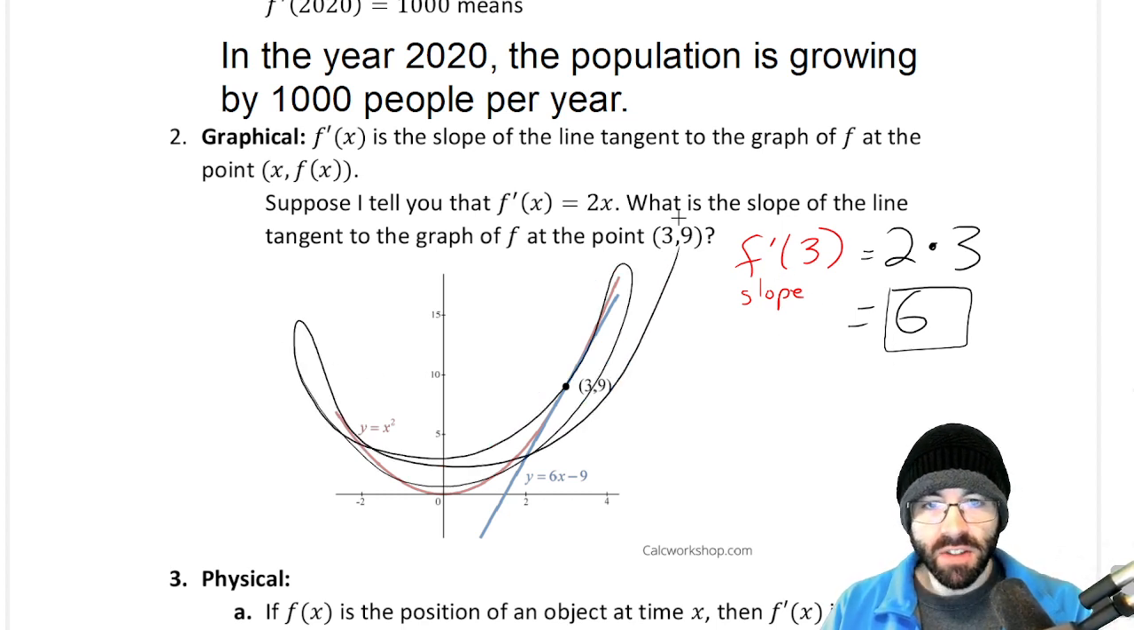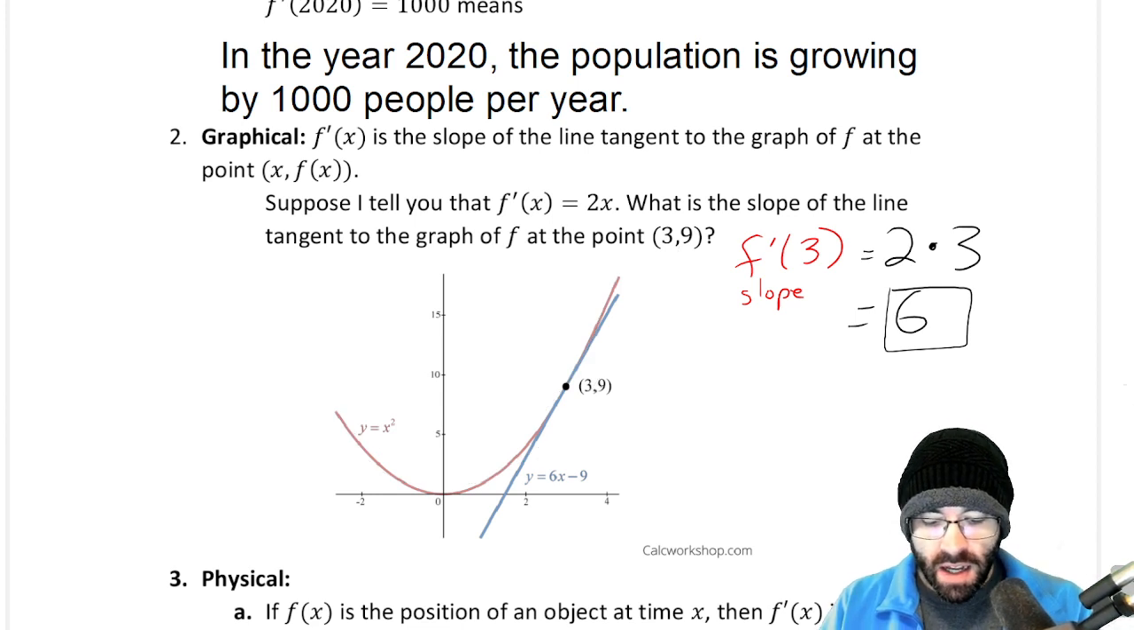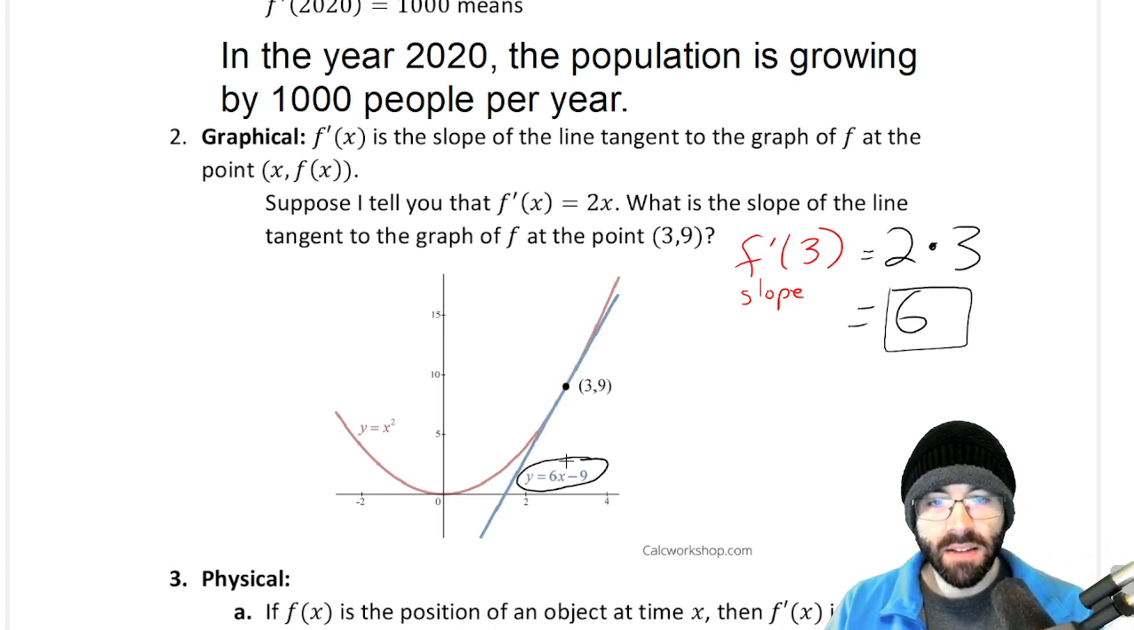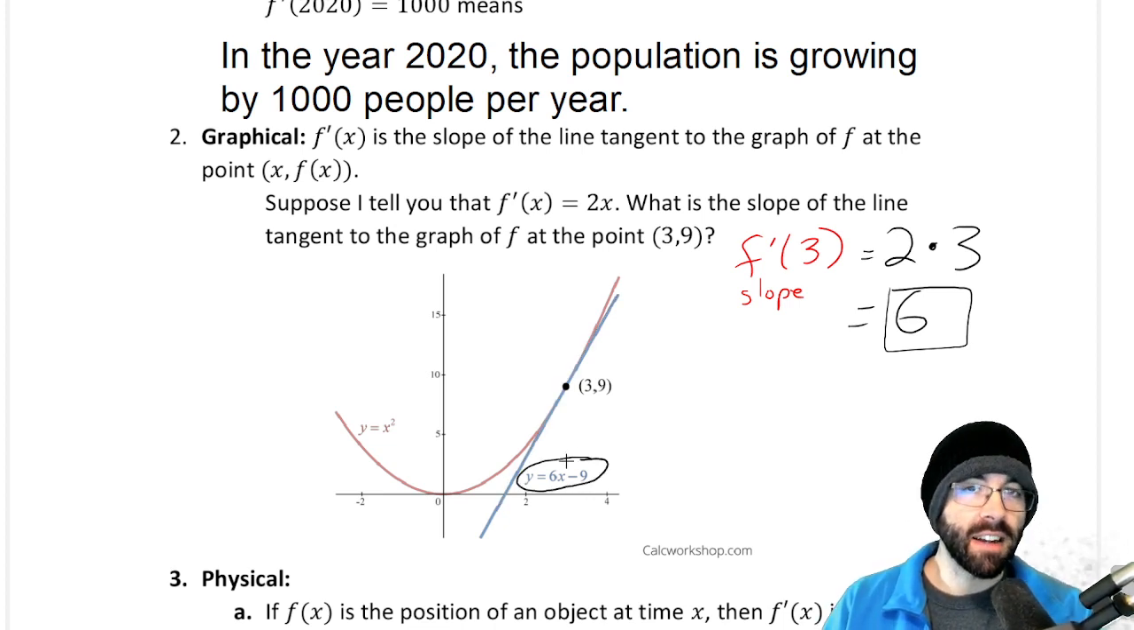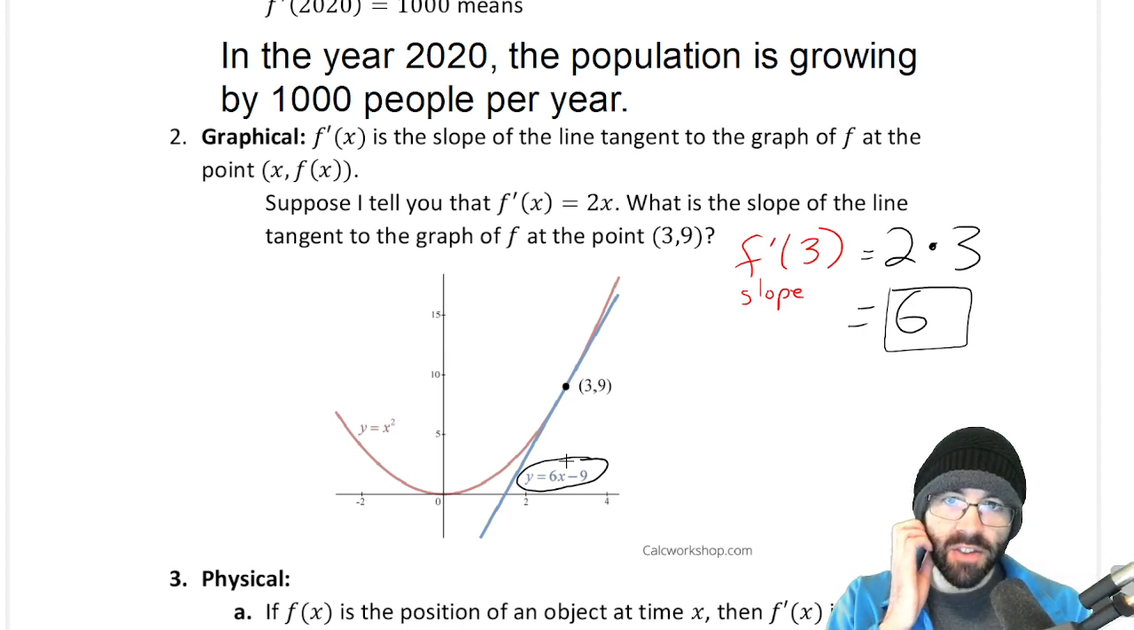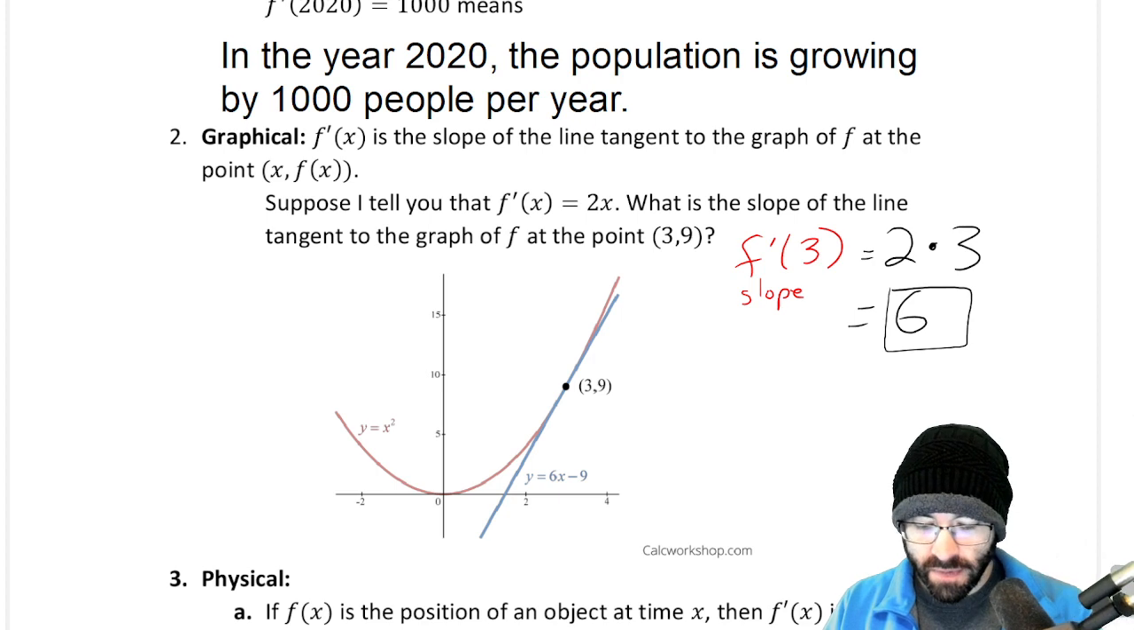This is our original function, this red parabola. And here's our tangent line at that point, this blue graph. What's the slope of that line? The slope of that line is 6. All right, so that's graphically what a derivative can represent.